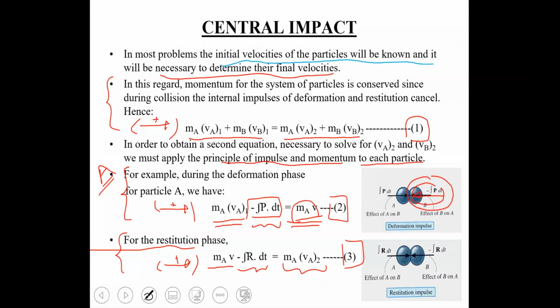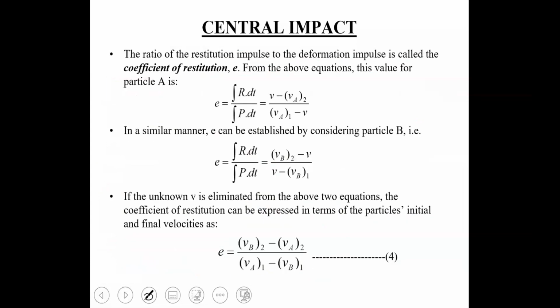Yes sir. Okay, now there is a term which is known as the coefficient of restitution, which we also denote by E. This coefficient of restitution is basically defined as the ratio of restitution impulse to deformation impulse. How do we define E? E is the ratio of restitution impulse to deformation impulse, that is integral r dt over integral p dt.